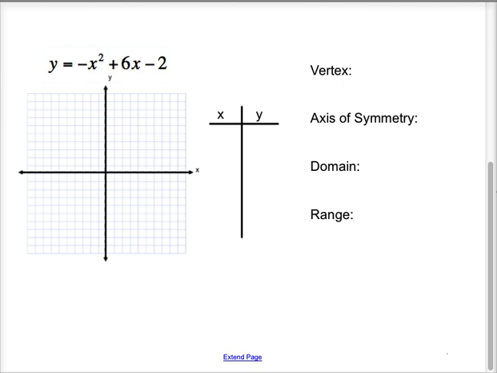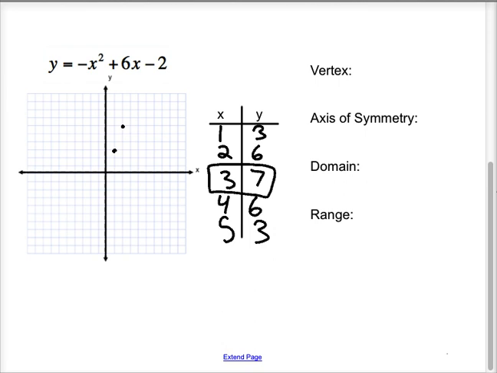So that's where I'm going to start my table at 3, 7. I'm going to take 2 points above, 2 points below, and those are going to be the points that I plot. So 1, 3 puts me right there. 2, 6, 3, 7, 4, 6, 5, 3. I connect those.